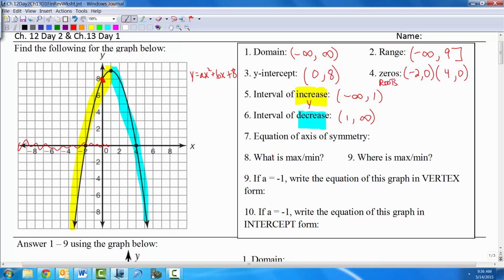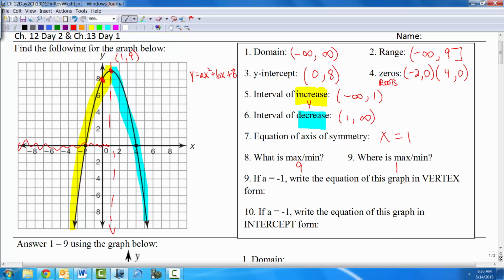So what is the maximum? That's the y coordinate, and it has to do with the vertex. So the maximum is 9. Where is the maximum? That is the x coordinate. Well, that's the same thing here. The increasing behavior is what is increasing the y's. Where does it increase? The x's. So it's tied into how you answer that. Hopefully that helps a little bit. And then x equals 1 is the axis of symmetry, so just be aware of that.